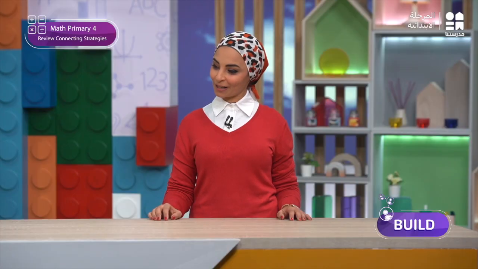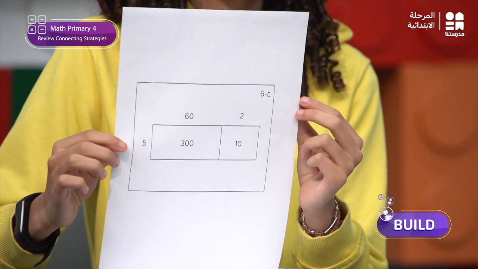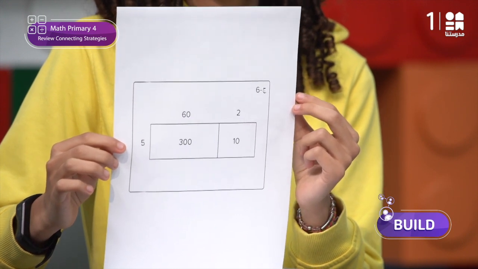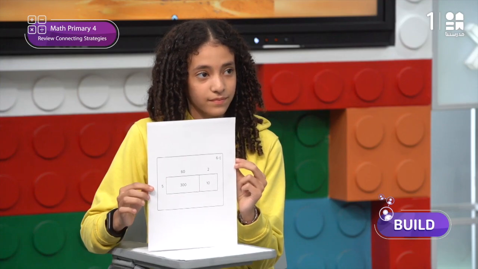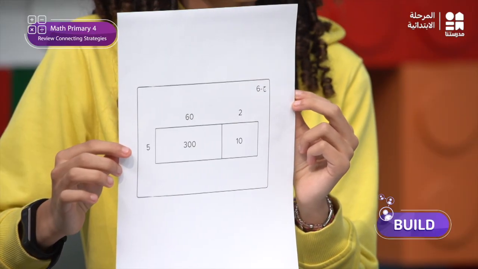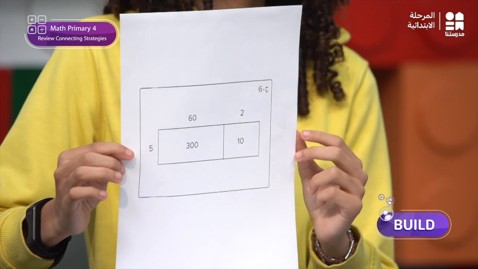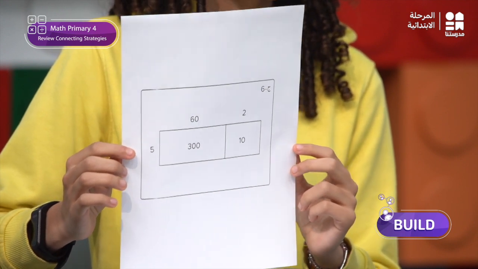And now show me, Rudaina, please, your problem. Okay. Now as Rudaina said, he multiplied 2 times 5 first, equals 10, and then multiplied 60 times 5 equals 300. And then we add the two numbers to get the final answer, right? And this is what is called, dear Rudaina, the area model strategy. Now you understand it very well?